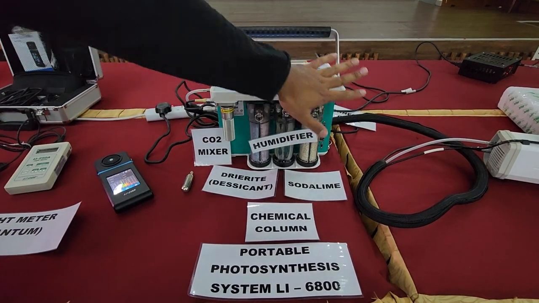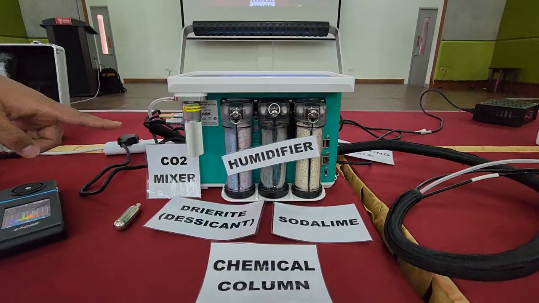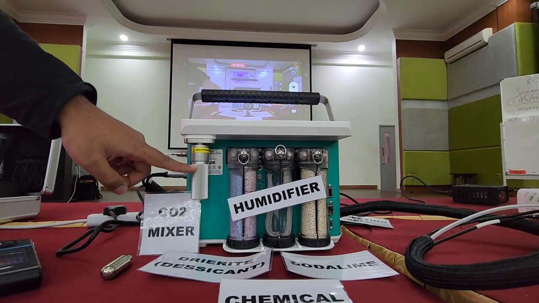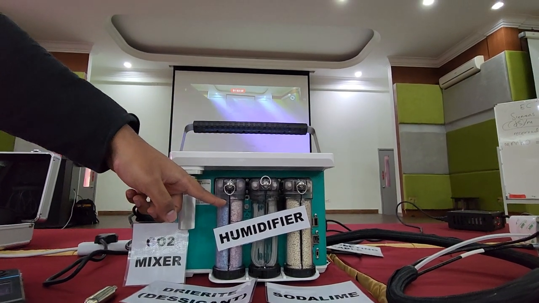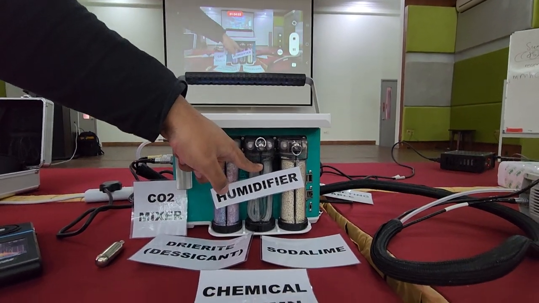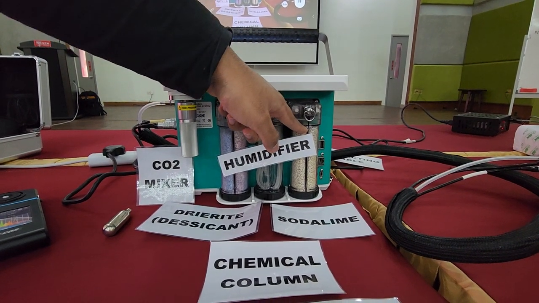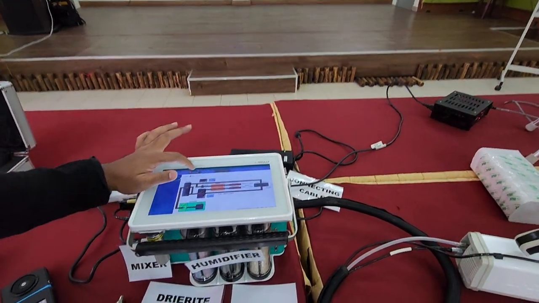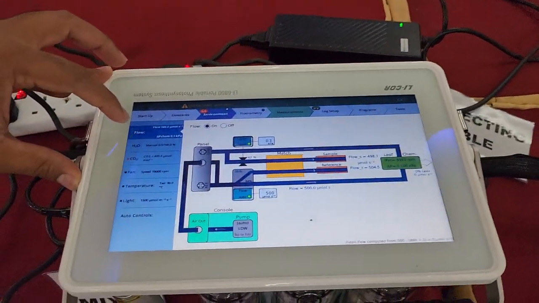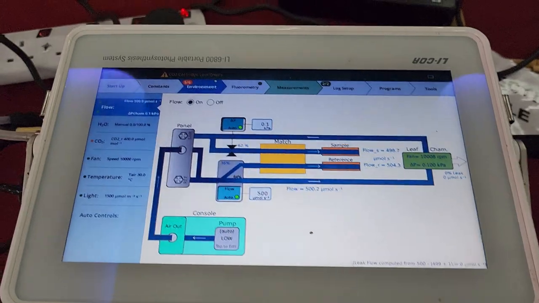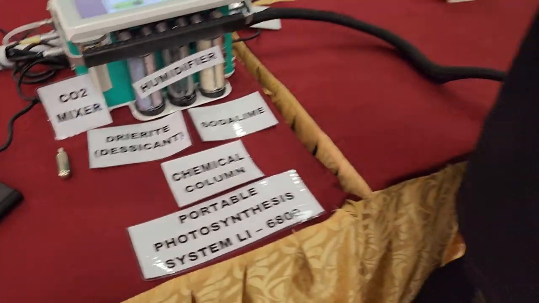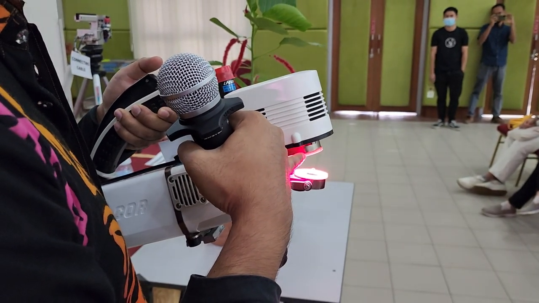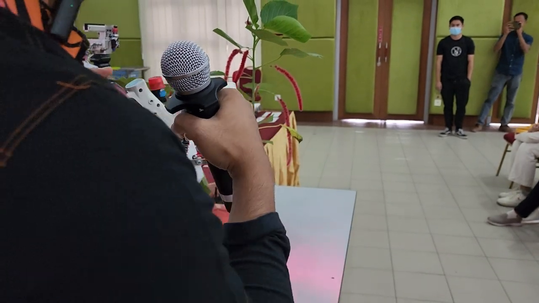This console is equipped with, can you see all these columns here? These columns are actually the ingredients for photosynthesis. In here we have the CO2 column. We have the desiccant column to remove humidity or water. We have the humidifier column to add water. And also we have the soda lime column, which is to scrub CO2, to remove CO2 from the system. So with this machine, we can set how the plant is experiencing inside the measuring chamber. You see here? There's a chamber here. You can open it. So you will need to clamp your leaf that you want to measure inside this chamber. And then this chamber, you close it. Pretty much like this.